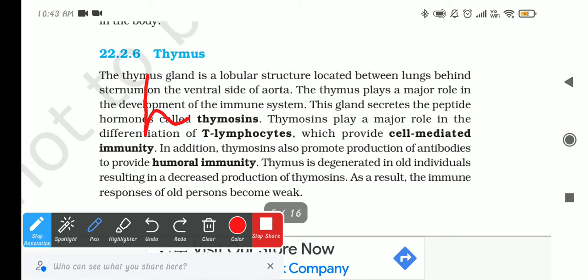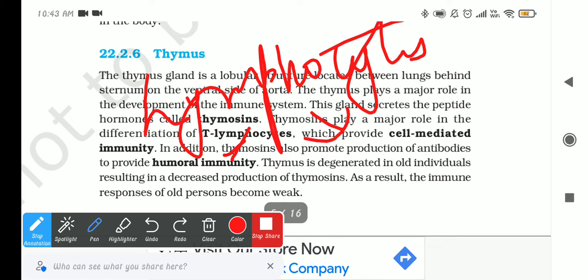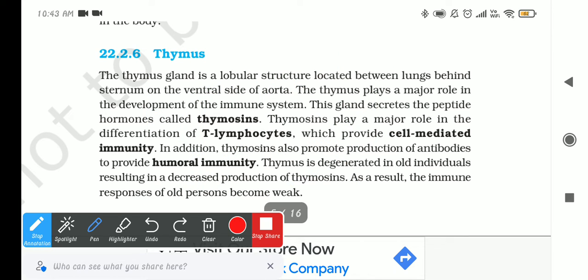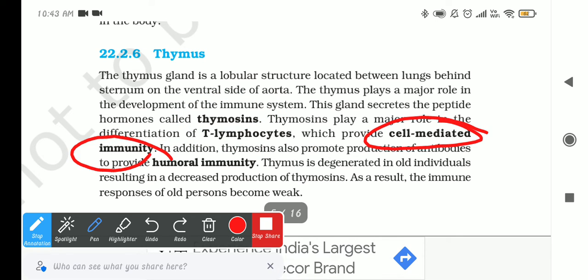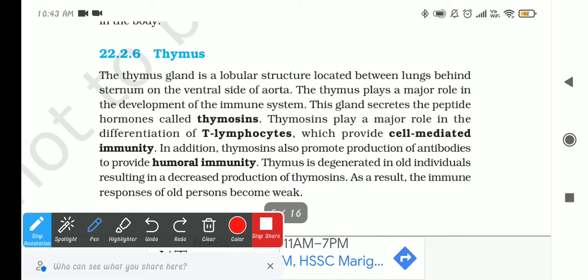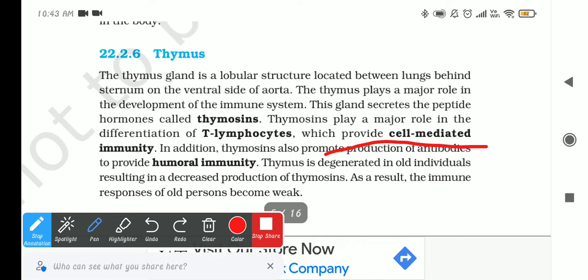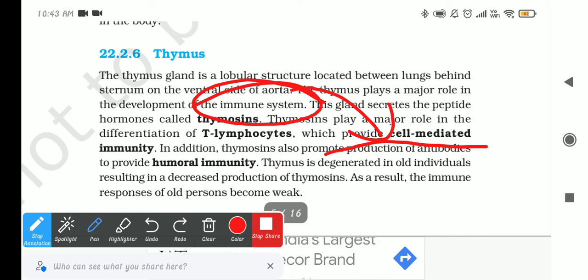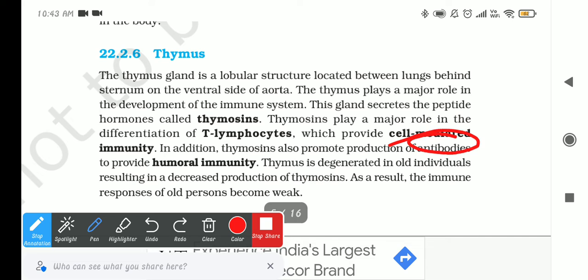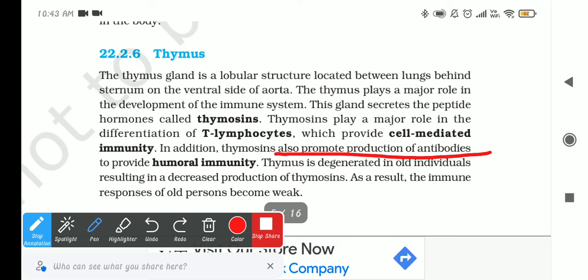lymphocytes, right? We discussed lymphocytes. Remember the two kinds of lymphocytes, we have B lymphocytes and T lymphocytes. Thymosin works for the differentiation of T lymphocytes and provides cell-mediated immunity. In addition, thymosin also promotes the production of antibodies. Thereafter we can say that our immune system will get developed, right? So it promotes the production of antibodies to provide humoral immunity.